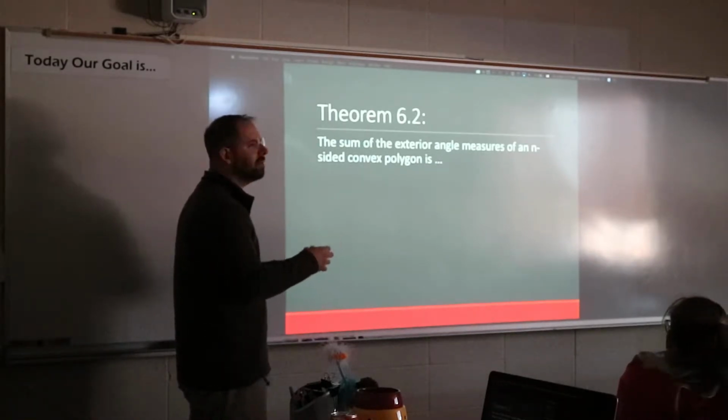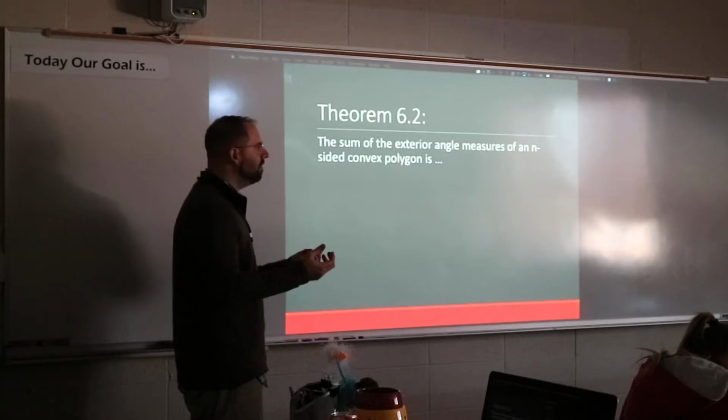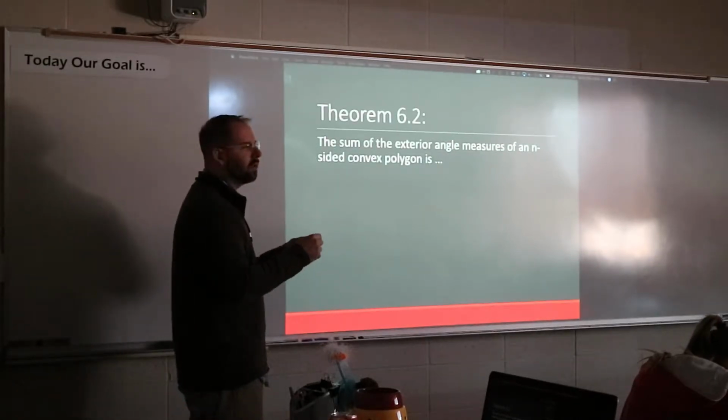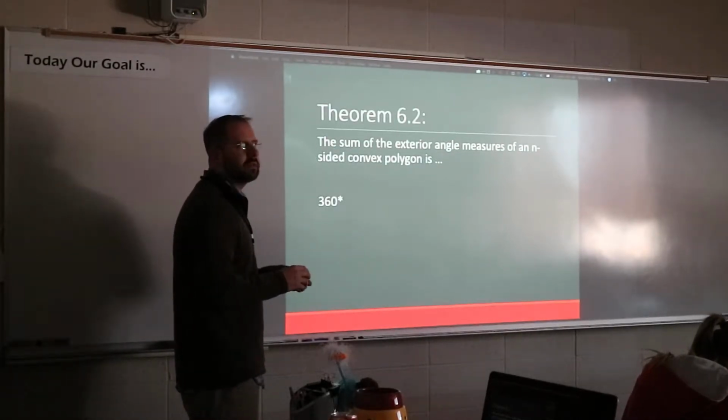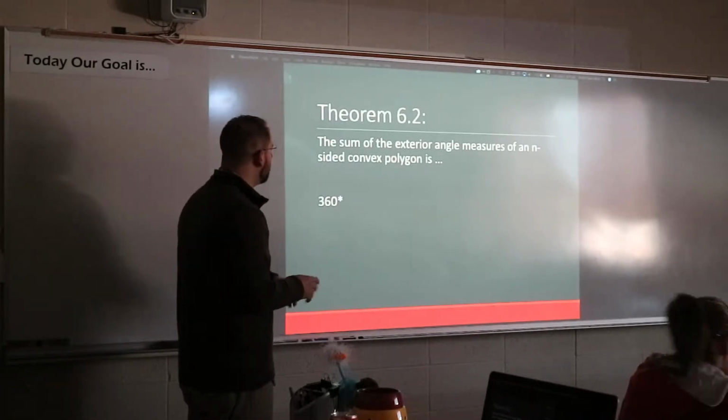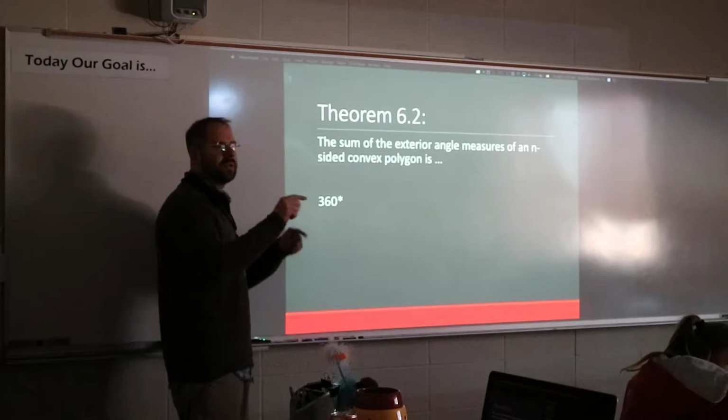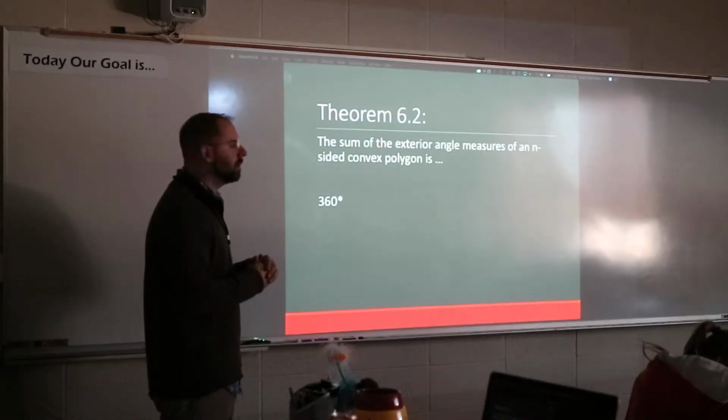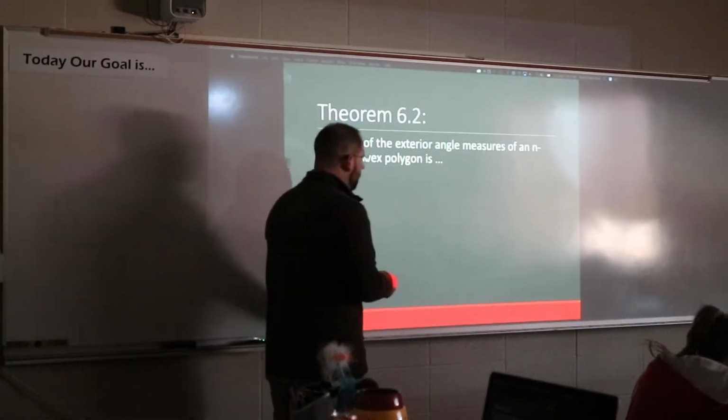Well, it doesn't matter what size of polygon you have. When you add up the exterior angles, they always make 360. It was kind of a trick question. That's all it was, just 360. Because it doesn't matter the shape, the angles on the outside always add up to be the same number.